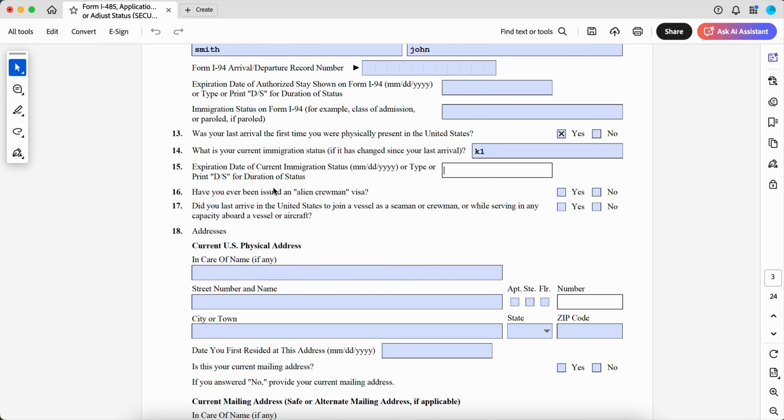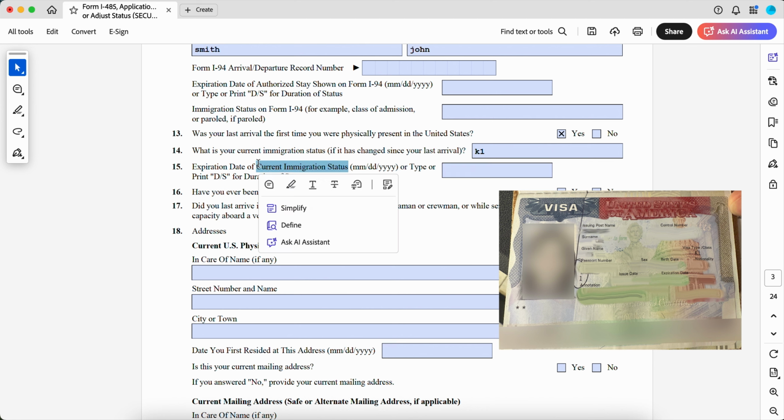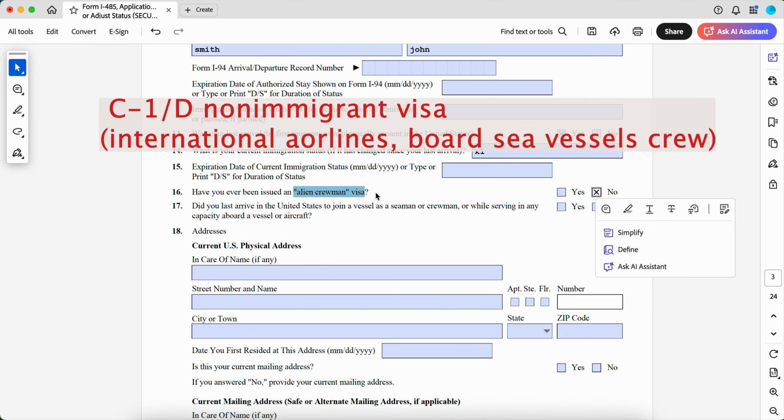Expiration date of current immigration status or type of your duration status. It is in your passport. Look at your visa in your passport. It has the expiration date of your visa. Then, have you ever been issued an alien crewman visa? You write no because you probably never were an alien crewman. Did you last arrive to join a vessel, say seaman or crewman, or while serving in a capacity? If you didn't serve in the vessels or aircraft, you type no.